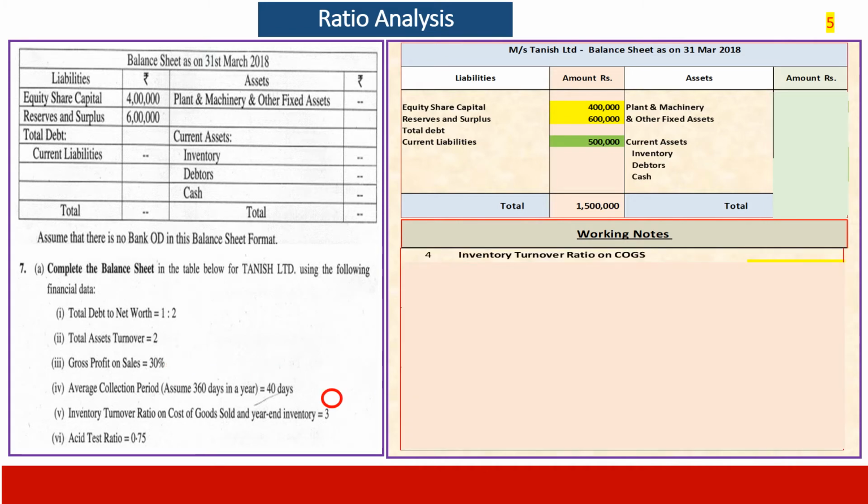We go to next item, inventory turnover ratio on COGS, cost of goods sold.